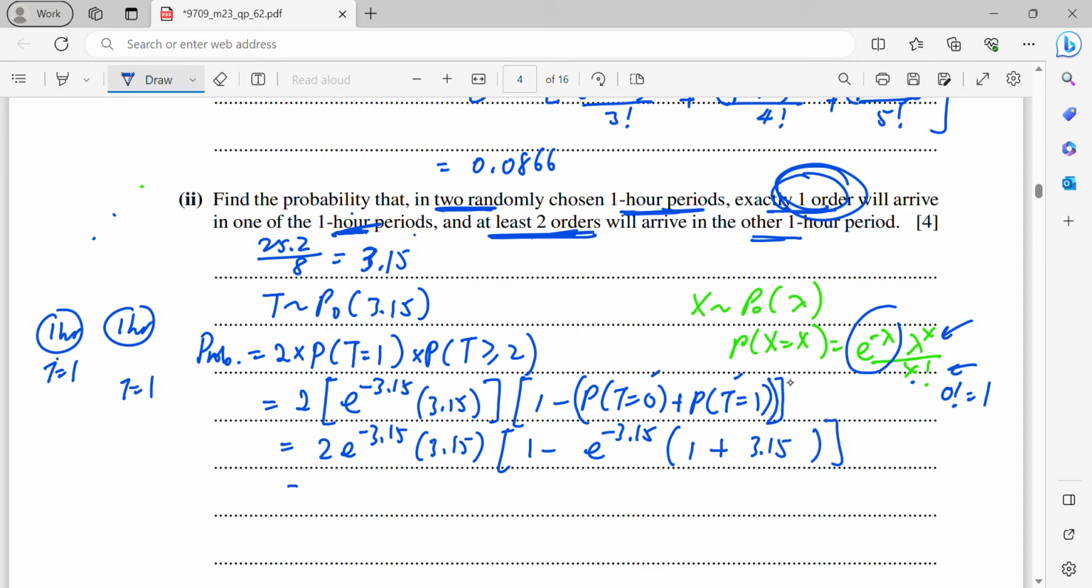So this is going to be my working. Now when you calculate the value, it will be 2 times this exponential times 3.15, which is going to be 0.134984. I give more decimal places because this is the working. And for the second bracket, it's going to be 0.822164. So when you multiply all three numbers and round up to 3 significant figures, you will get 0.222. Okay, so that's the solution for part 2.